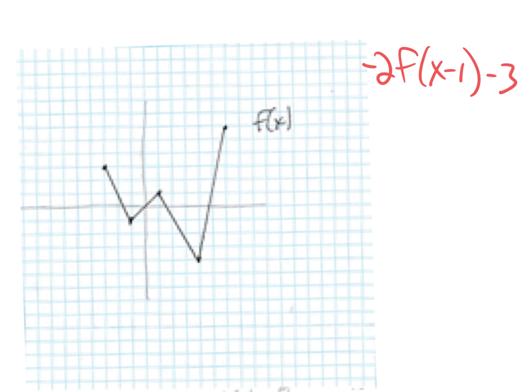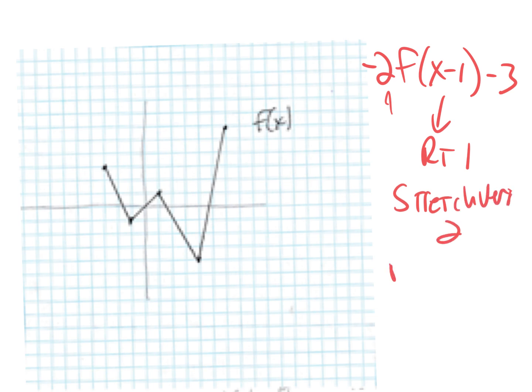Start inside out. So I see that everything shifted right 1 unit because it's a negative. I see it's been stretched vertically by a factor of 2. See how I'm doing order of operations? By 2. It's reflected around the x-axis because it's negative outside. And then it's shifted down 3 because of the -3.